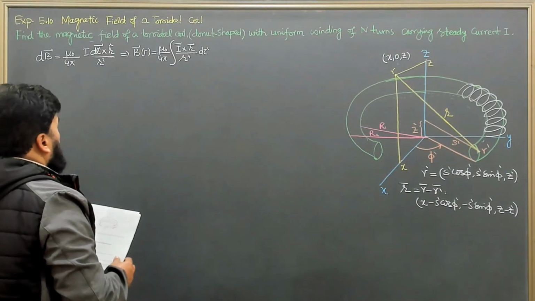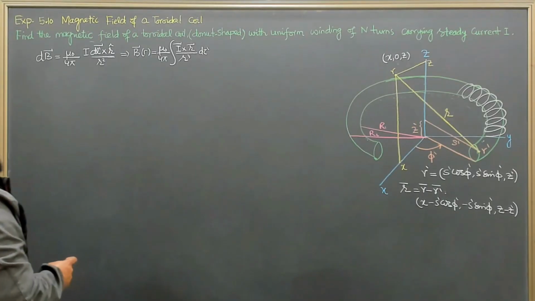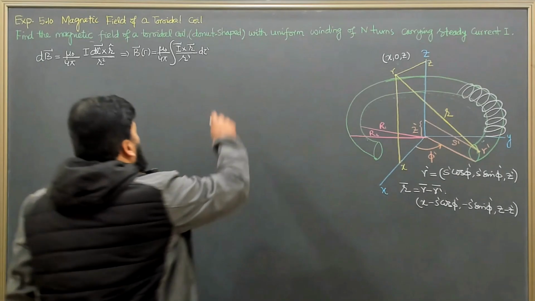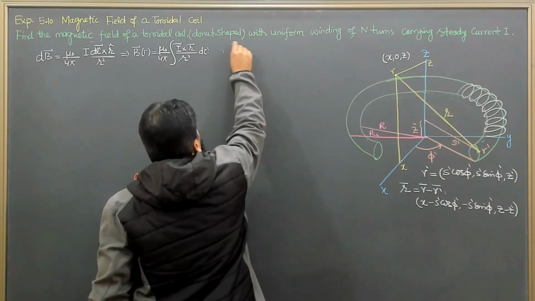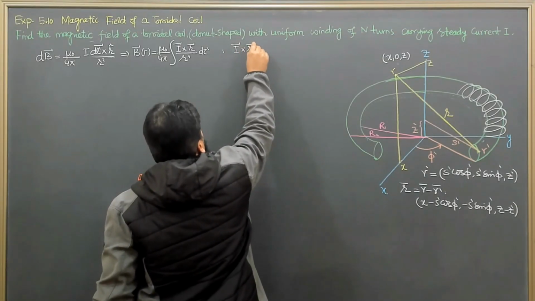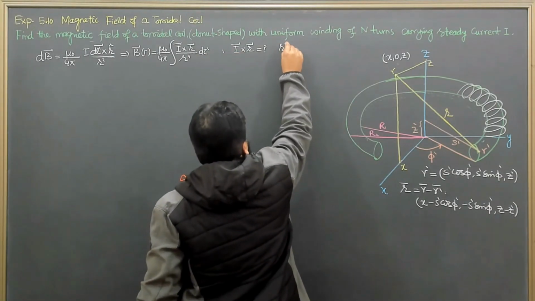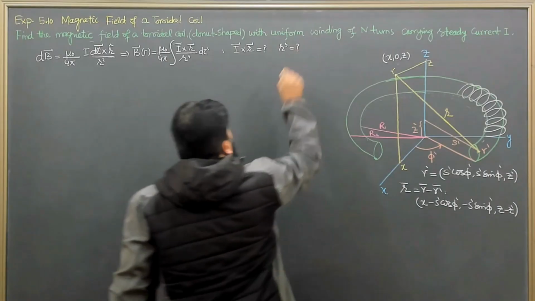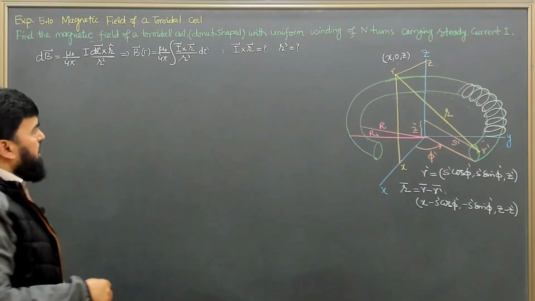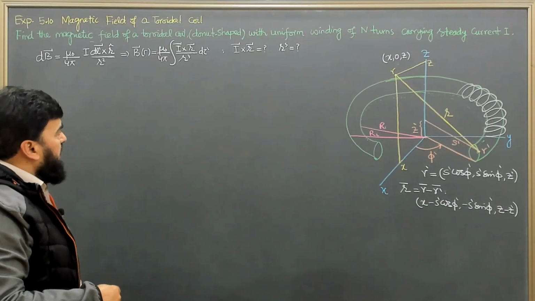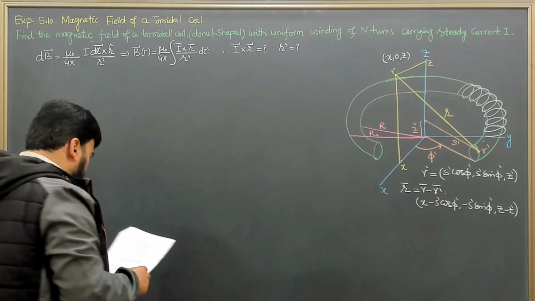Now look at this one in bits and pieces, because we will have to look at what's the result of I cross R, and then what about R cubed here. We will have to find out these things, and then the integration is a bit difficult, but we will have to see how we will be able to solve that integration.